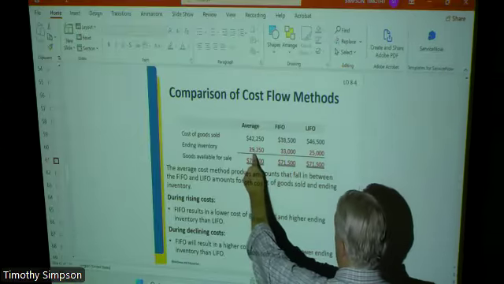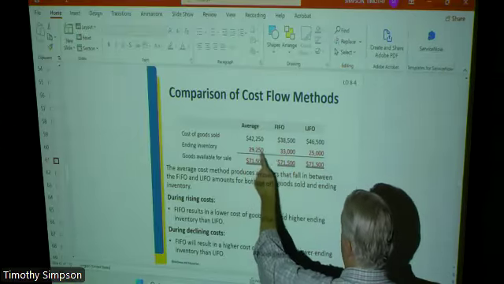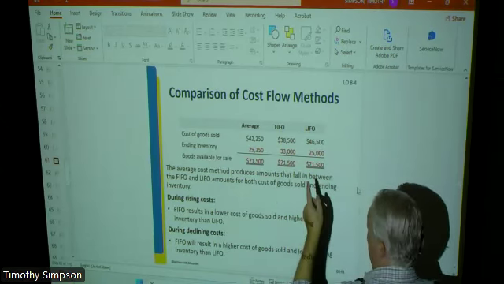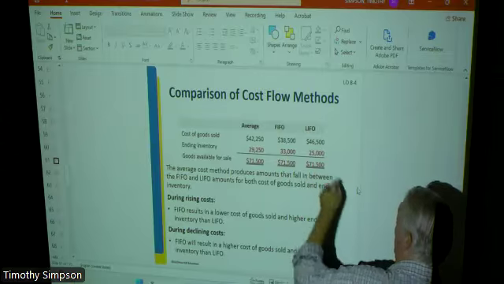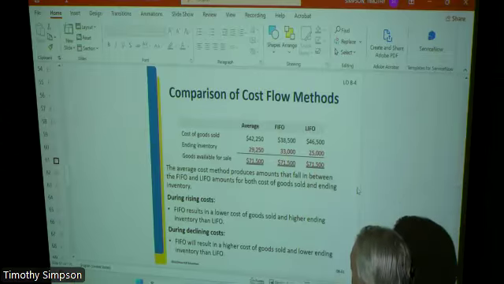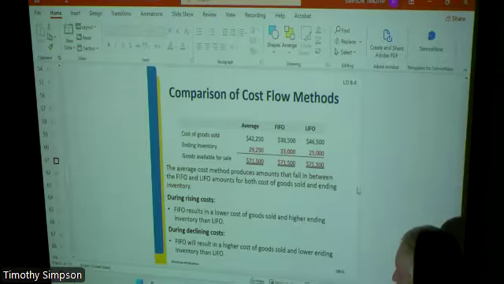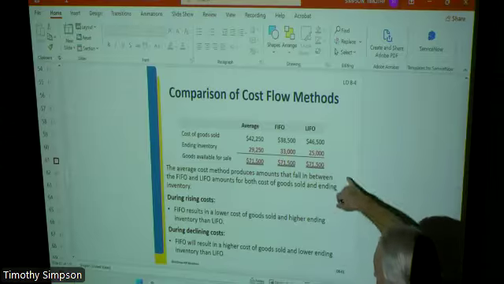And so we're going to have average cost, which by the way is going to be the midpoint, roughly, between FIFO and LIFO, right? Somewhere in between these. Maybe it is not the perfect midpoint, but it's going to be there. So you're going to have a higher ending inventory with FIFO, and a lower ending inventory with LIFO. And we're going to talk about why this is an important distinction here. So it's going to fall in between.